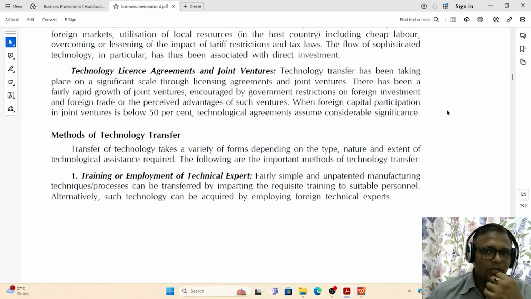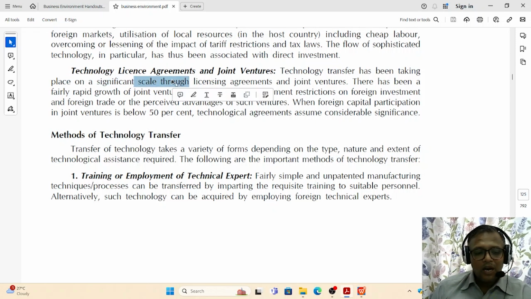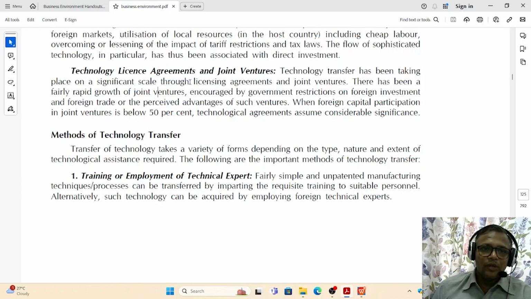So remember, technology transfer in the technology license agreements is possible when the technology transfer has been taking place at a significant scale. That means there is some high volume, either in terms of the technology, in terms of the monetary part, or in terms of something which has a big volume. And in this, the licensing agreements and joint ventures come into the picture. So this is something which is very common and is growing at a very high speed.